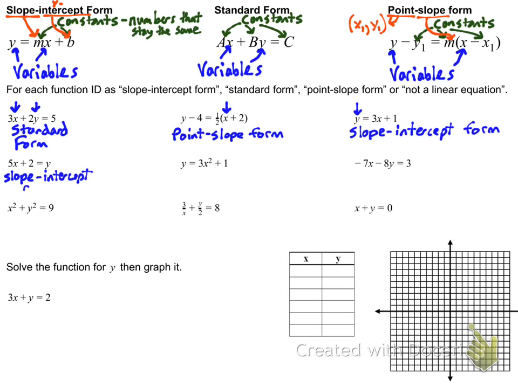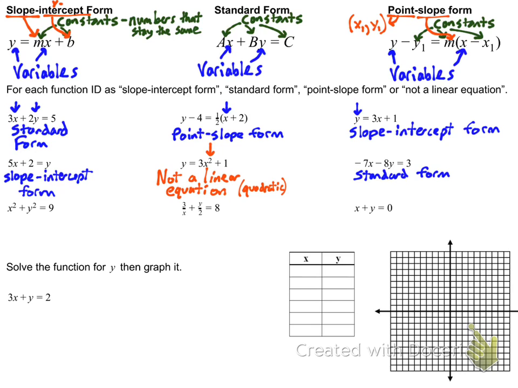All right, this next one is slope-intercept form, because the y is by itself. Don't be confused just because I put the y on the other side. The next one is not a linear equation because we have the x squared. In fact, you know what that's called. That's called a quadratic equation.